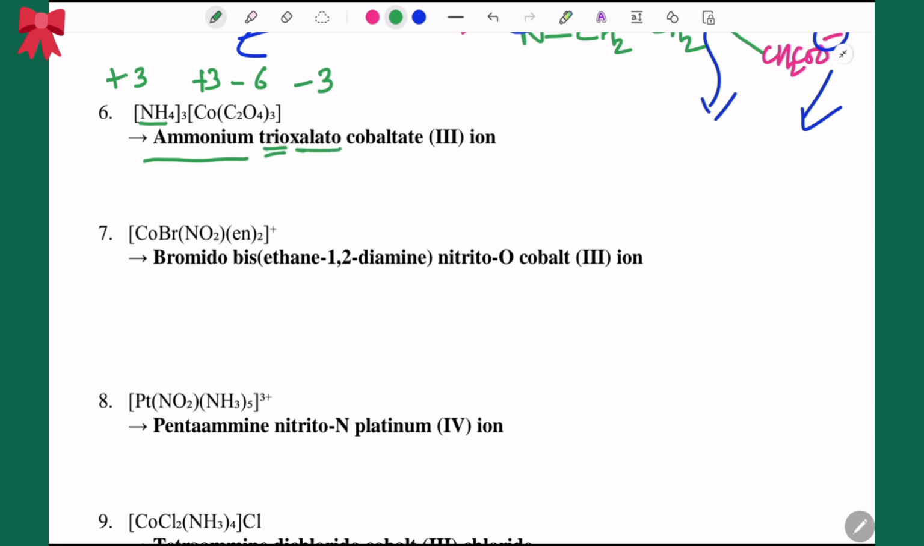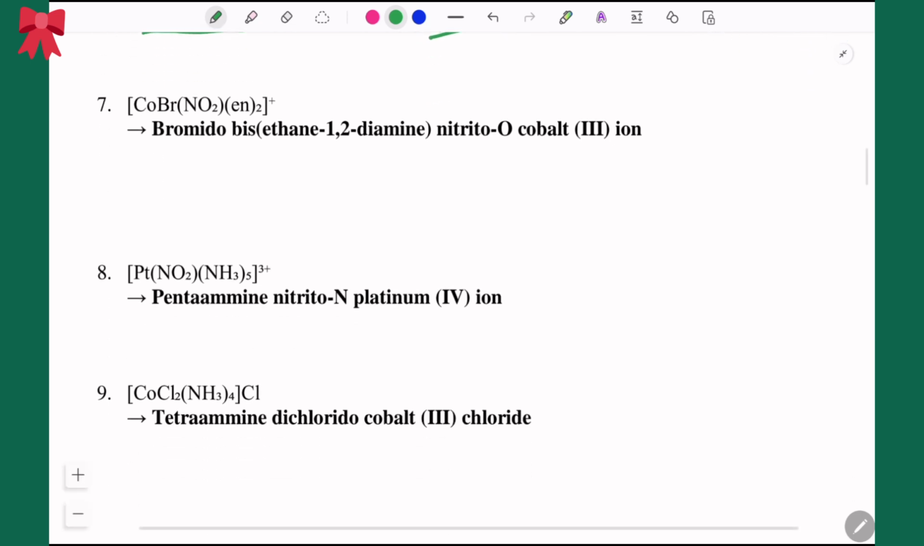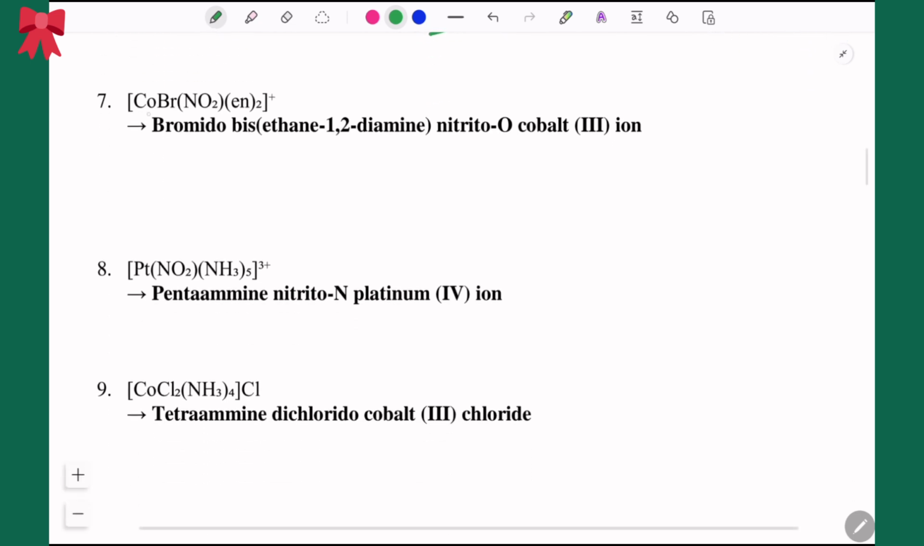trioxalato. You're writing it as oxalato. Cobalt is not written as cobalt, but it is written as cobaltate because it's in the negative part of the complex. 3 is the oxidation state. Now this ion we should not write because it's not an ion, it's a complete complex. The next one is this, it's an ion because you can see that it's not having anything on the right hand side, it's just an ion with a positive sign, so we are writing it as ion.